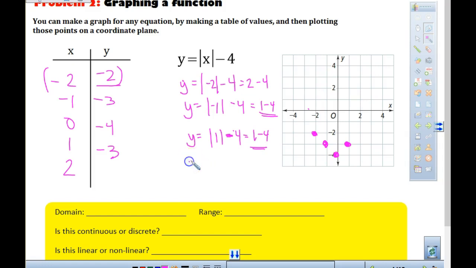What happens when we plug in 2? The absolute value of 2 means how far is 2 from 0? That is 2. 2 minus 4 is negative 2. So when I'm at 2, I'm at negative 2. Now, could I have picked a fraction or decimal here for my x values? Yeah, I just didn't because I don't want to get ugly numbers. So we are going to extend this one. This line is going to be an arrow going this way and this way.